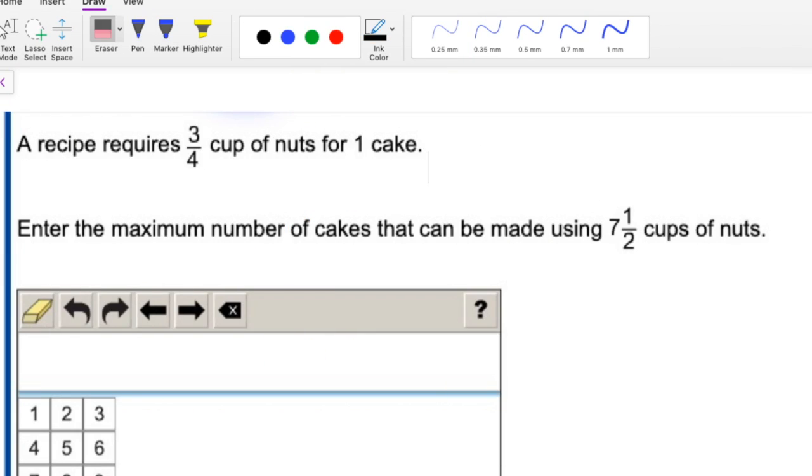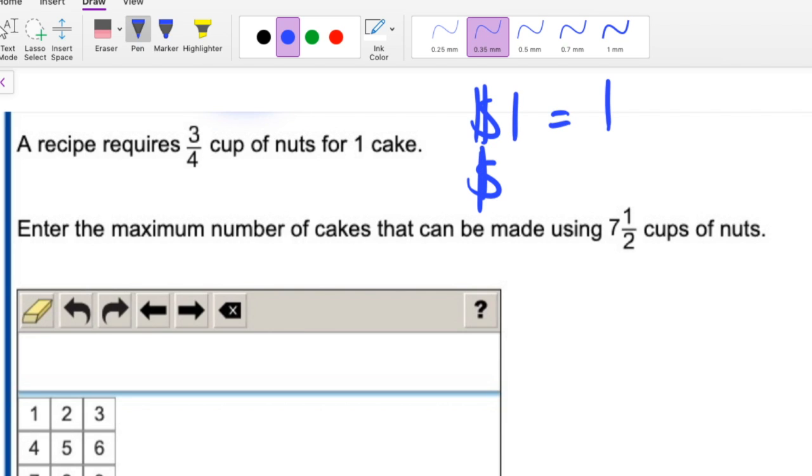This next question tells us that a recipe requires 3/4 cups of nuts for 1 cake. What is the maximum number of cakes that can be made using 7.5 cups of nuts? So if I tell you that 1 slice of pizza costs $1, so $1 equals 1 slice, how much money would it cost for 3 slices of pizza? Well, you would tell me 1 slice is $1, so for 3, it would just be 3 slices times $1 gives us $3. Very simple.